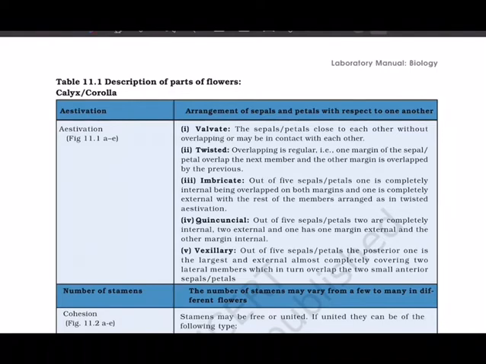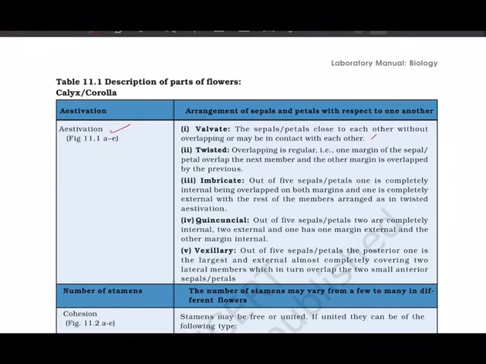So we continue from where we left yesterday. We talk now of estivation, the arrangement of sepals and petals with respect to one another. That's called estivation. In that there are types: valvate, where the sepals and petals are close to each other without overlapping, maybe in contact with each other. That's valvate. Twisted, where overlapping is regular.